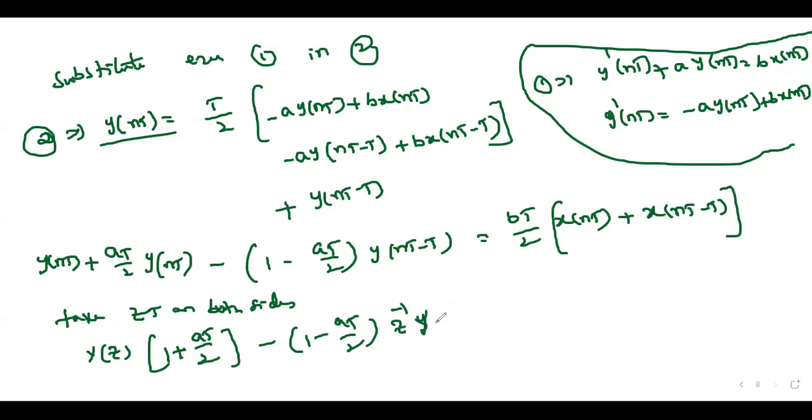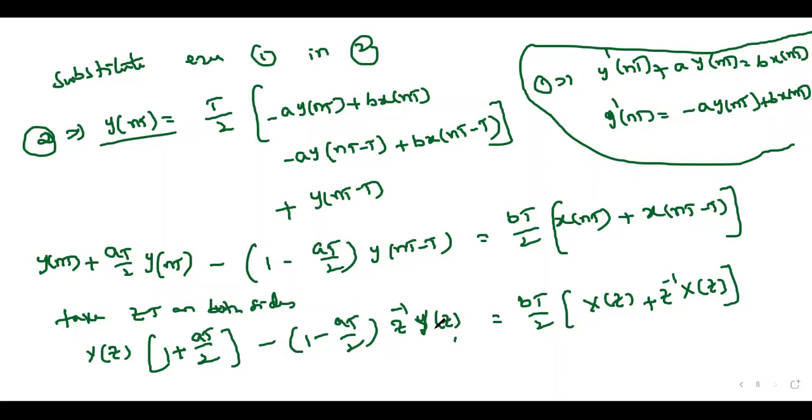This is capital Y of z. This is equal to bT by 2 into x of z, plus one time shifted, so z inverse into capital X of z. Okay. Understood this step? Conversion, z transform? Sandhya? Okay.